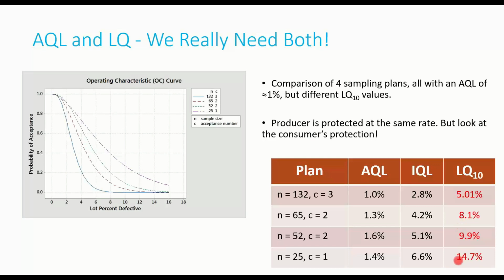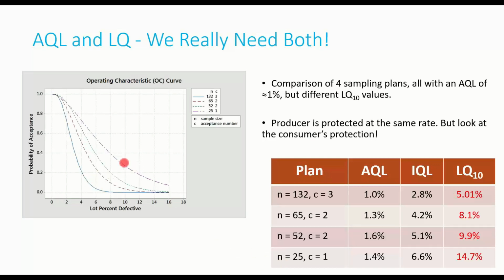Look right here, the risk goes way, way up. You're asking the consumer to accept up to about 14% defective. Nobody wants to do that. So how many you're sampling, the sample size, and how many defectives you're allowing for really does make a difference. Not so much on the AQL, but really on the consumer's risk. These are all the LQ10, so very interesting.